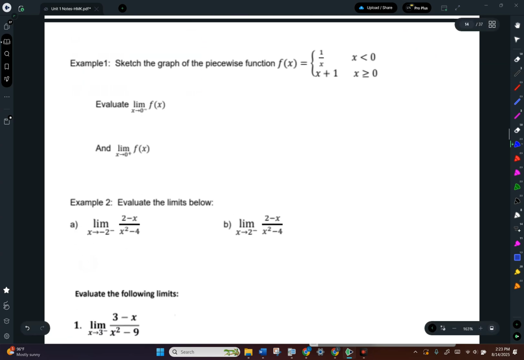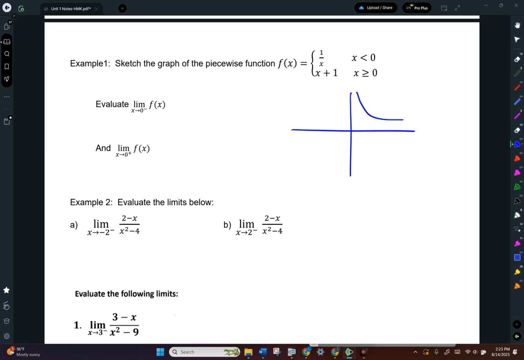So let's look at an example. It says, sketch the graph of the piecewise function. Okay, so let's just do the best we can. I have the 1 over x graph when x is less than 0. Well, remember the 1 over x graph has the piece up here and the piece down here. But if I only want the part when x is less than 0, I only want this part of that graph. Okay, and then the other side, I want the line x plus 1. Here's my y-intercept of 1, a slope of 1. I only want that part on the right, so that's going to be kind of that line over there.